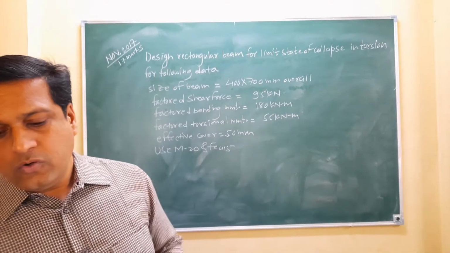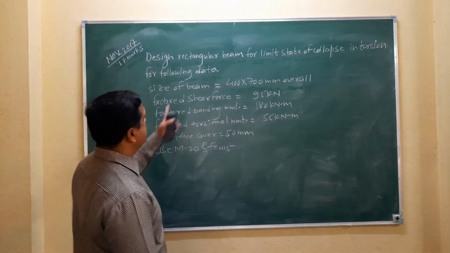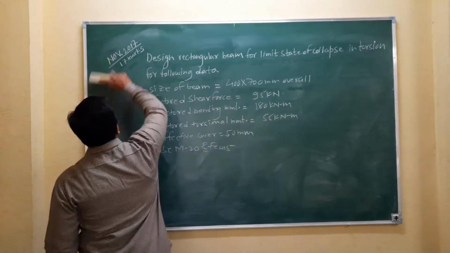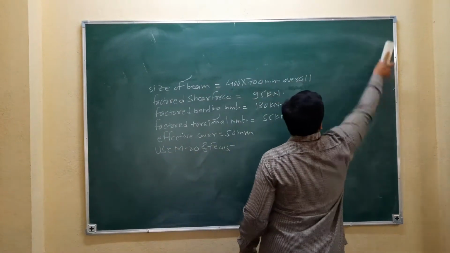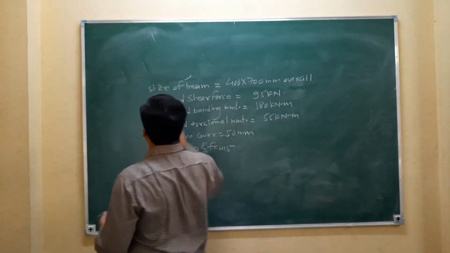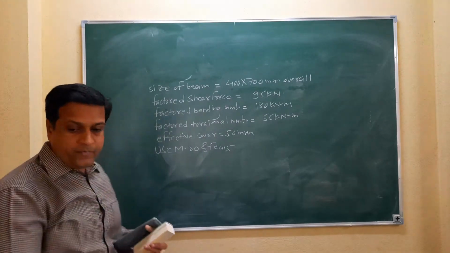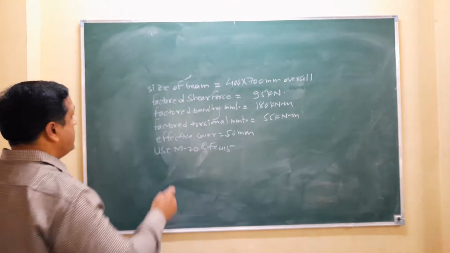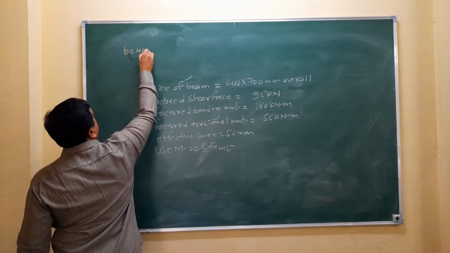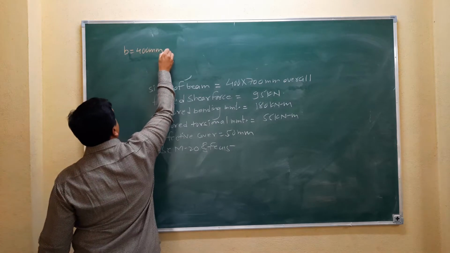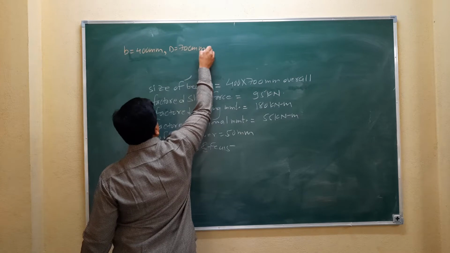So what exactly now we have to do? This is the given data. I will write this data at the top of the board. So what is the width of beam? Width of beam is 400 mm. Overall depth is 700 mm.